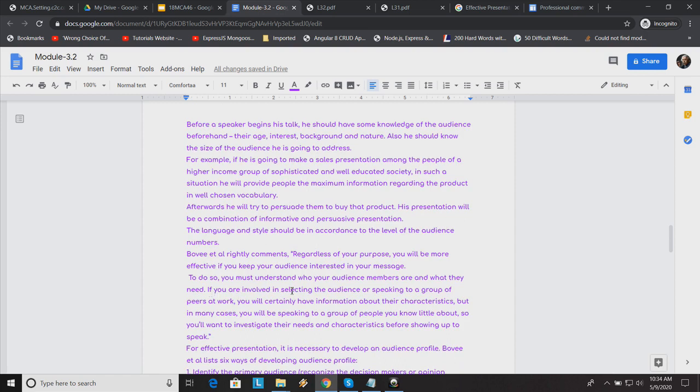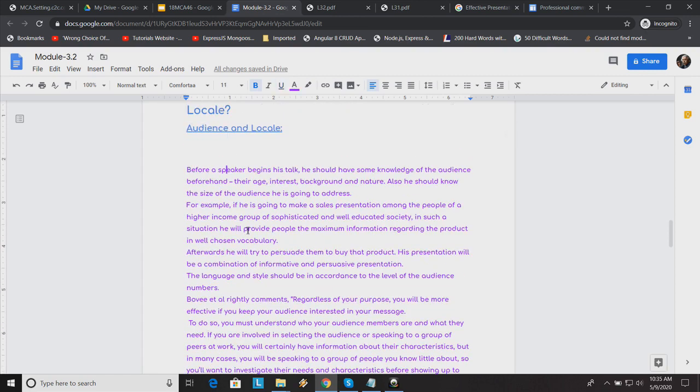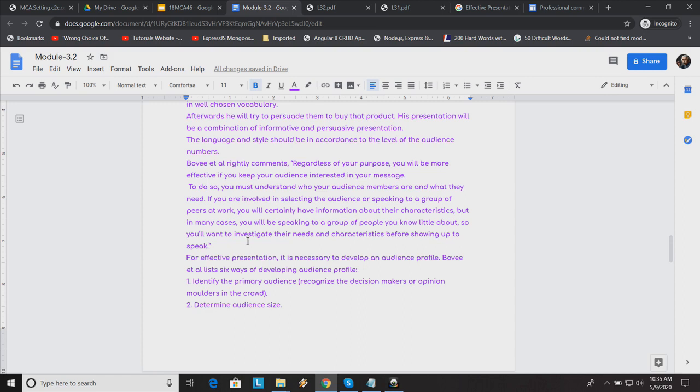If you are speaking to a group of peers at work, you will certainly have information about their characteristics, but in many cases you will be speaking to a group of people you know little about. So this needs to be considered; it's a main thing here. You will want to investigate their needs and characteristics before showing up to speak. You have to do some homework beforehand, on which kind of category the audience is interested in, for example when you want to sell a product. So understanding the audience is a must.